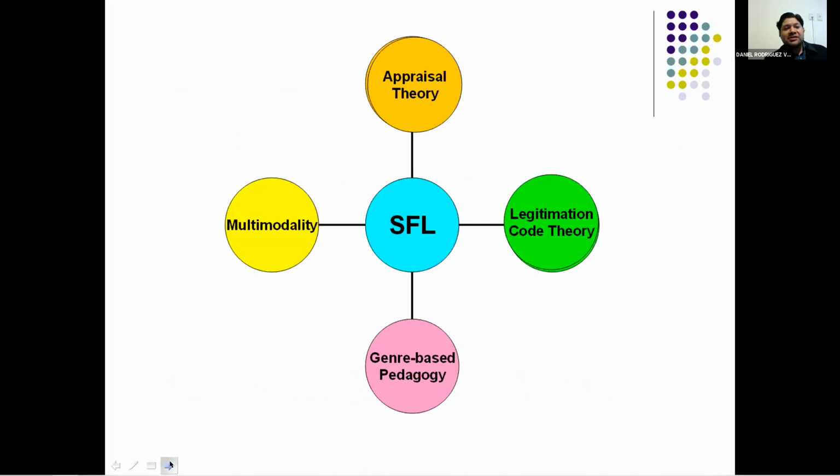So we started to create this database first with appraisal theory and LCT. And later we will include other terms from other branches of SFL, such as genre-based pedagogy and multimodality.